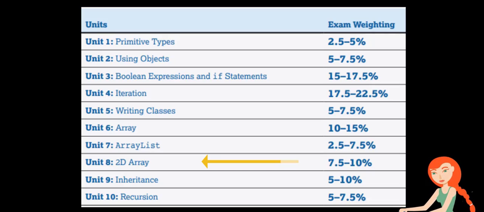Today in this video we will learn about Unit 8, 2D arrays, which carries 7.5 to 10% of the total weightage in the exam. We have learnt about one-dimensional arrays so far. Now let us see what two-dimensional arrays are.